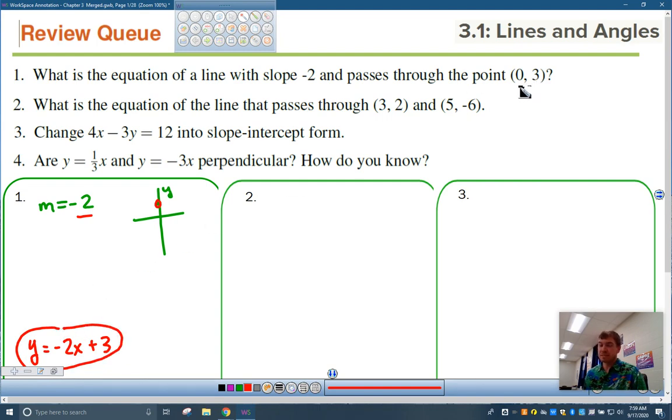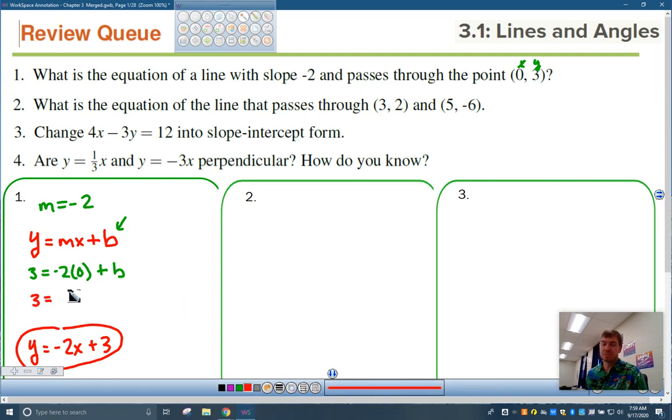But if it wasn't a 0 comma something, I wouldn't know that it's a y-intercept, and I would have to do some sort of calculating to find that. You can use y equals mx plus b. And remember, we're solving for the y-intercept because we already know the slope. This would be my x value, this would be my y value, and I can plug that in. 3 equals -2 is my slope, 0 is x, plus b. If I solve this, I get 3 equals 0 plus b. In other words, b, my y-intercept, is 3, and so I get the same answer that I had already written.